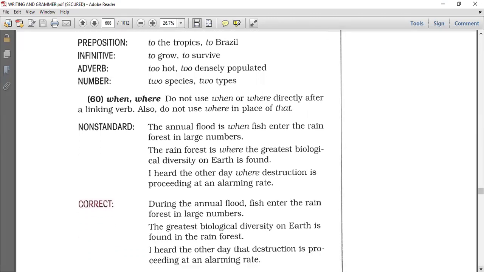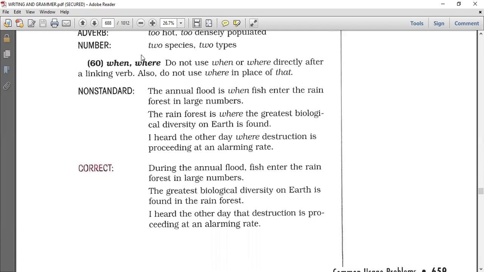Number 60, when and where. Do not use when or where directly after a linking verb. The place I live is where, no. Also, do not use where in place of that. Let's read the wrong sentences. The annual flood is when fish, we have is, a linking verb. When, that's wrong. Is when fish, how can we correct it?